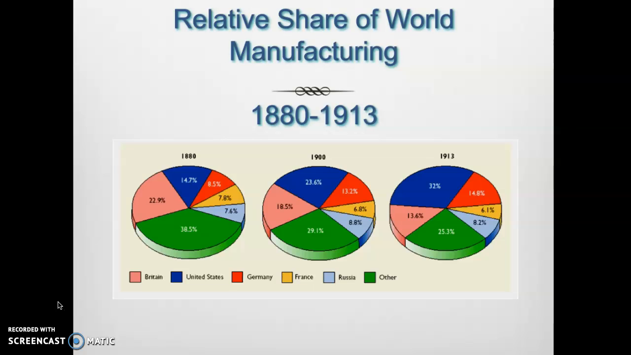Here you can see pie charts that show the distribution of world manufacturing. In 1880, you can see that America, the blue, had a share of the pie of only about 15% of global manufacturing, meaning goods that are produced in factories. By 1900, it's almost up to a quarter of the world's share, 24%. And by 1913, it's almost up to a third of the world's share of manufacturing, at 32%.